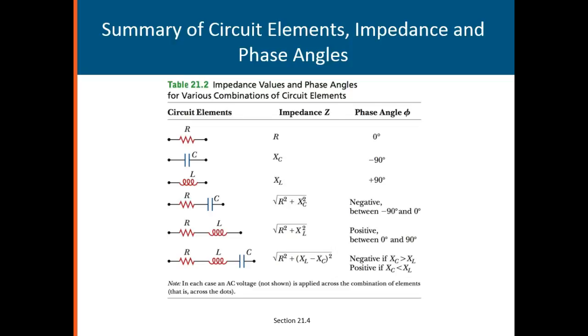The impedance values and phase angles for various combinations of circuit elements. If all you have is a resistor, what's your impedance? Just the resistance, exactly. What would be your phase angle? Zero, because that's in phase with the source.